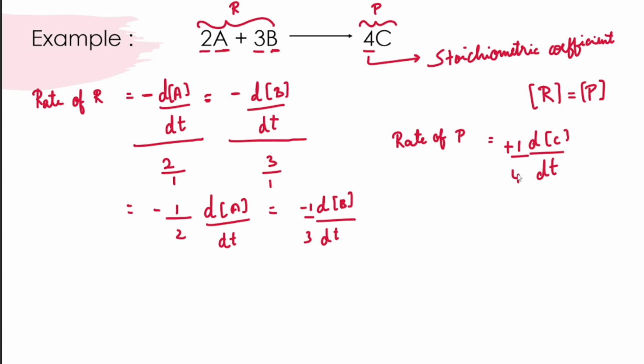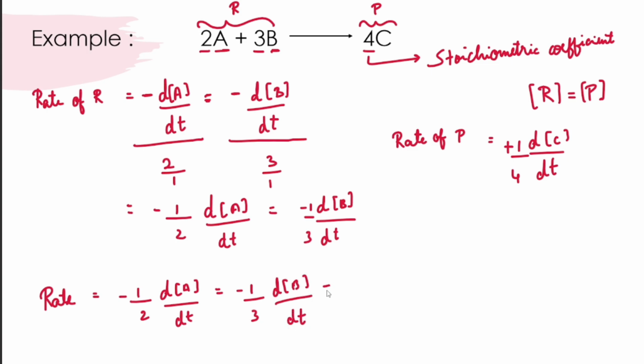If we have to write the rate expression for the whole reaction, then we have to equate everything. Then what will be the rate? The rate will be minus 1 by 2 dA by dt equal to minus 1 by 3 dB by dt.